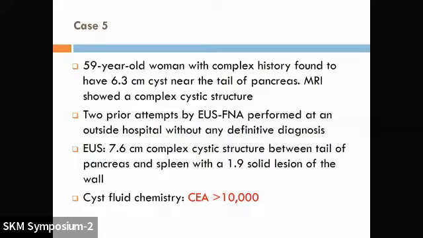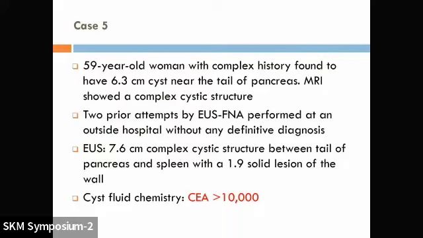This is the last case. This is a 59-year-old woman with complex history, and on workup, she was found to have a 6.3 centimeter cyst near the tail of the pancreas. MRI showed that it's a complex cystic structure.